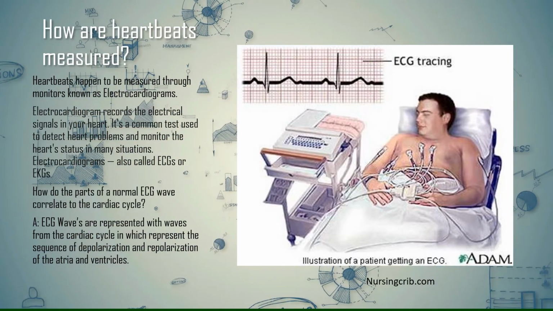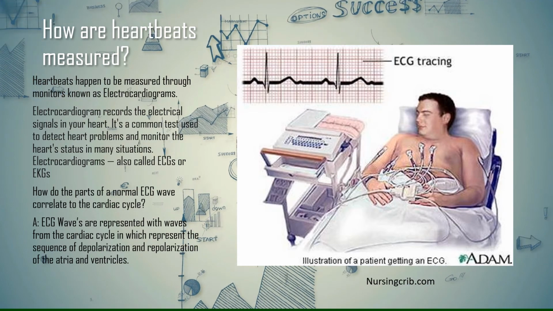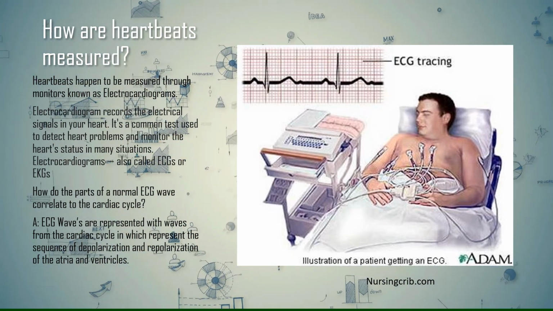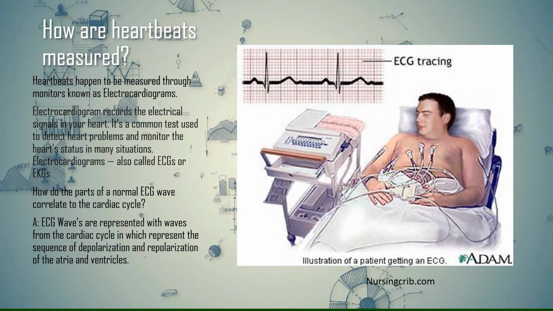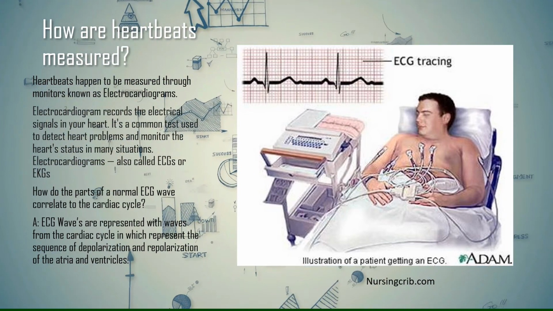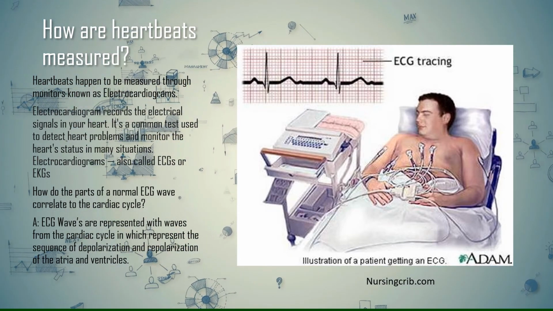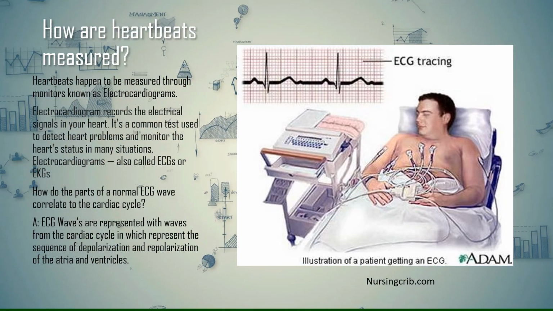Now, how are heartbeats exactly measured? Heartbeats are measured through monitors known as electrocardiograms. An electrocardiogram records the electrical signals in your heart. It's a common test used to detect heart problems and monitor the heart's status in many situations. They are also called ECGs or EKGs.